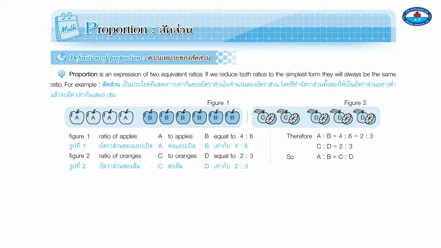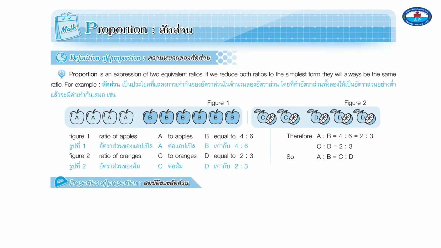Figure 1, ratio of apples A to apples B equals 4:6. Figure 2, ratio of oranges C to oranges D equals 2:3. Therefore, A:B equals 4:6 equals 2:3. C:D equals 2:3. So, A:B equals C:D.